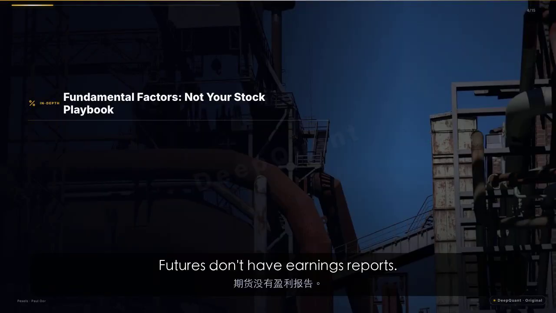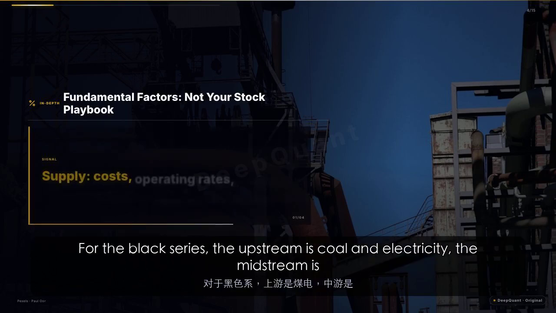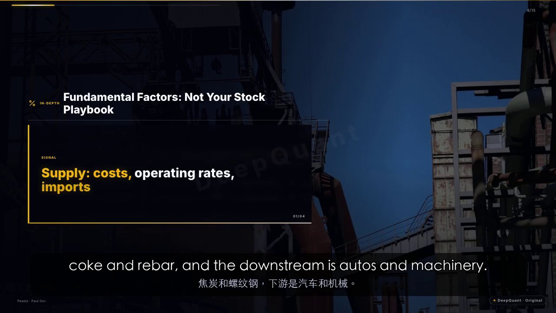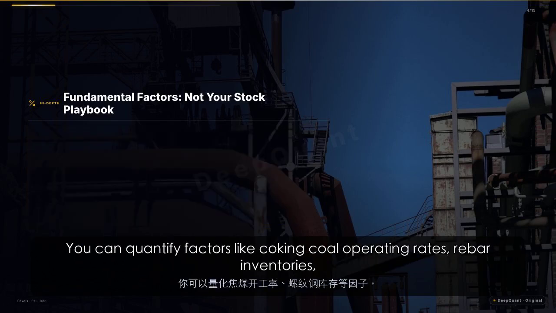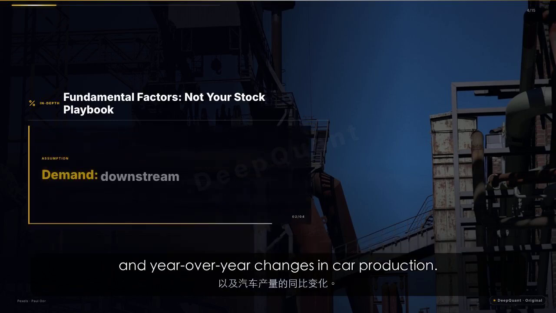Futures don't have earnings reports. Fundamental factors must come from the supply chain. For the Black Series, the upstream is coal and electricity, the midstream is coke and rebar, and the downstream is autos and machinery. You can quantify factors like coking coal operating rates, rebar inventories, and year-over-year changes in car production.